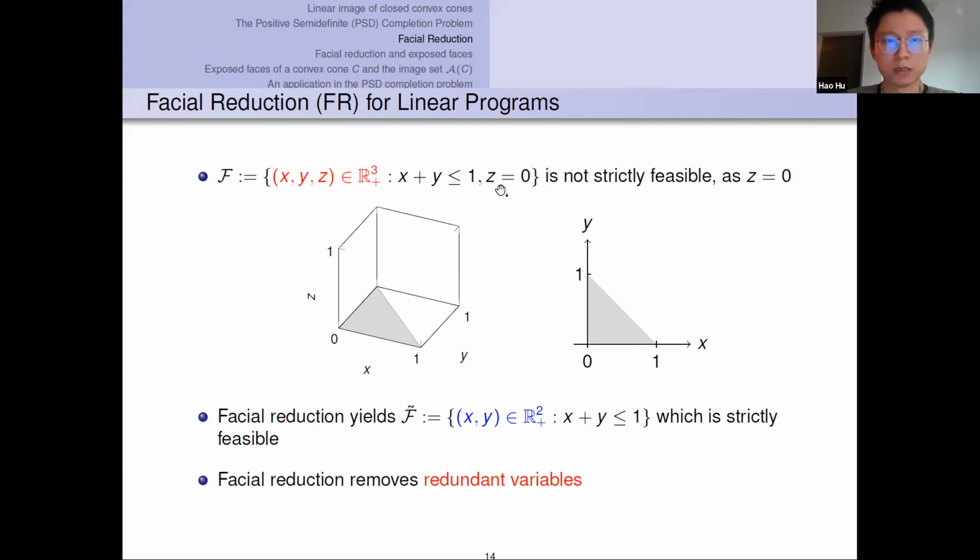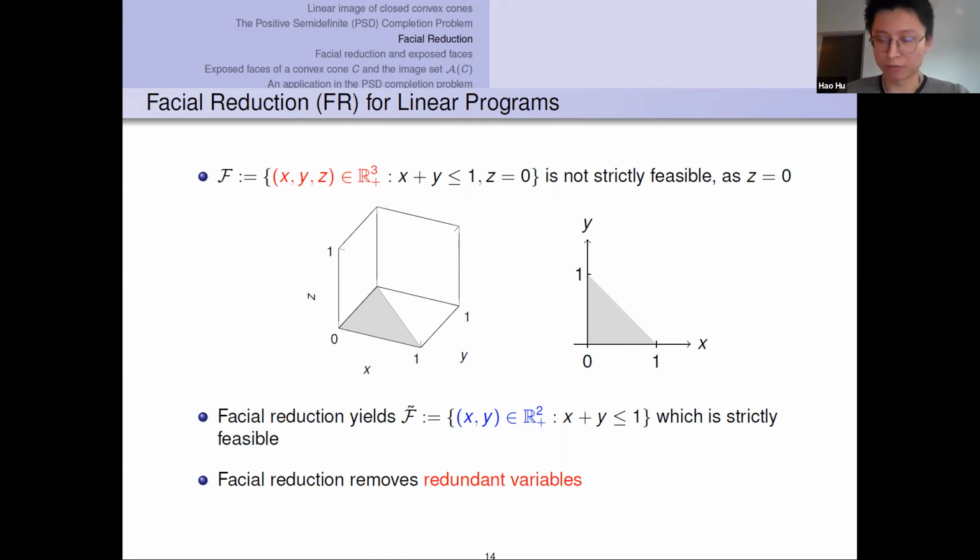In general, of course, if you see a variable like this, z equals 0, then you should clearly remove it. But feature reduction actually handles something more general, because in general, you may not have a 0 variable that is stated explicitly in the problem formulation. It might be hidden. It might be implied by a set of linear equalities and inequalities. And it's a highly non-trivial task to find this. And this is actually the key of feature reduction.